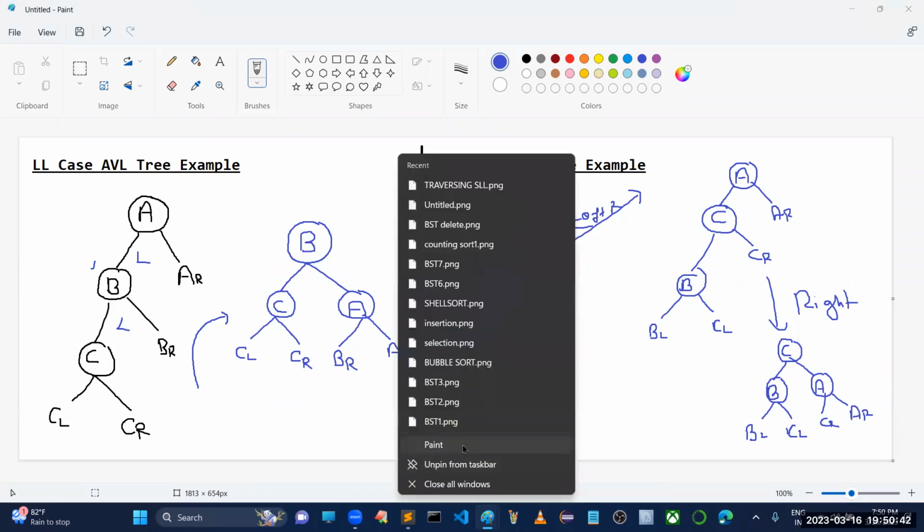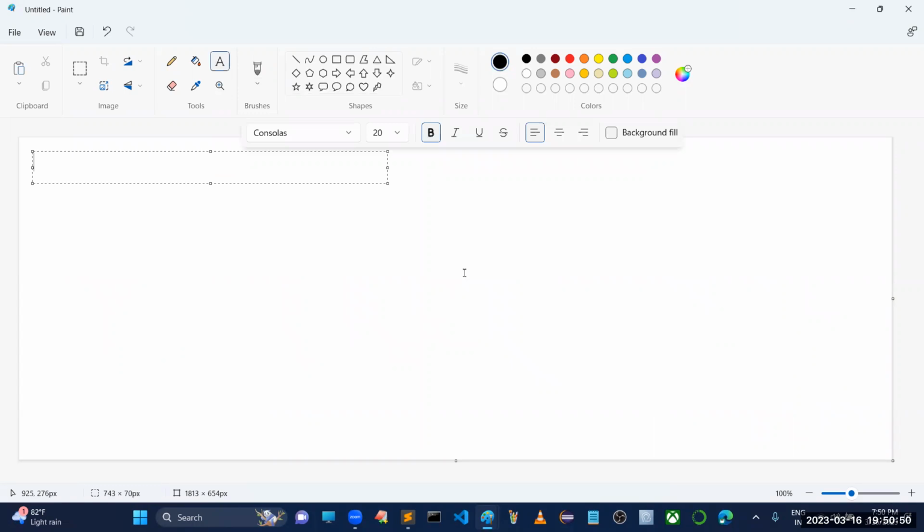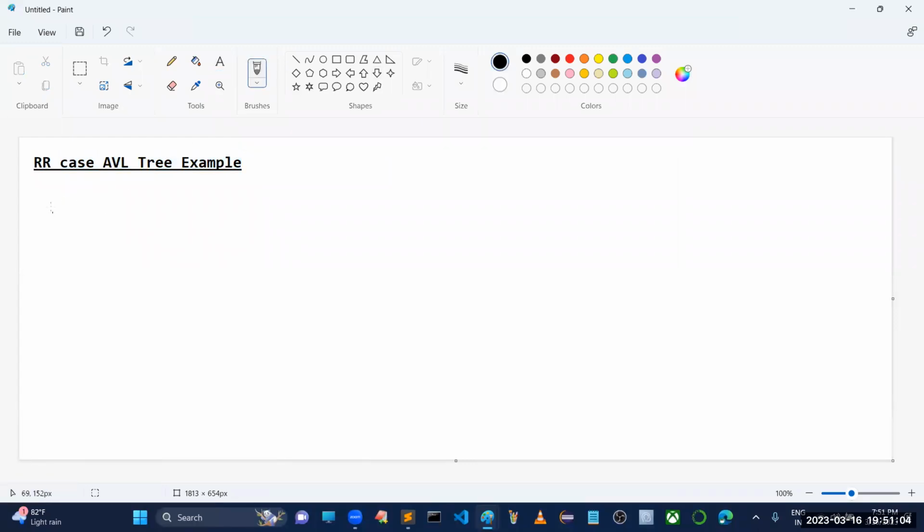Right. Next. Sir, one more diagram I am taking. So here we need to talk about which one? RR case in AVL tree. RR case in AVL tree example. So what is this one? Here consider A is nothing but the root node what we have.